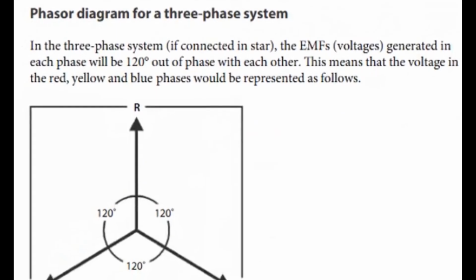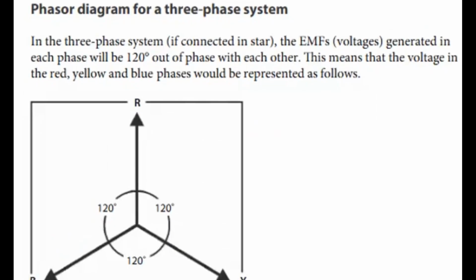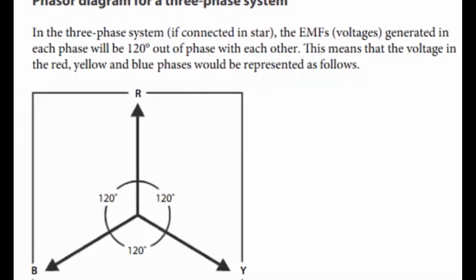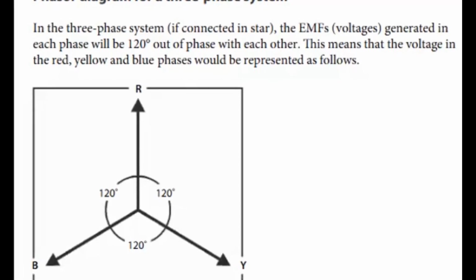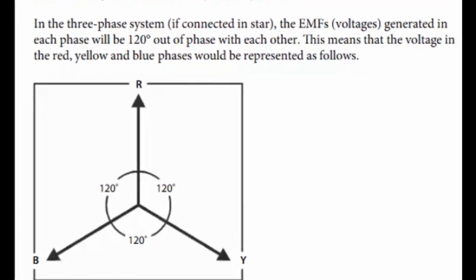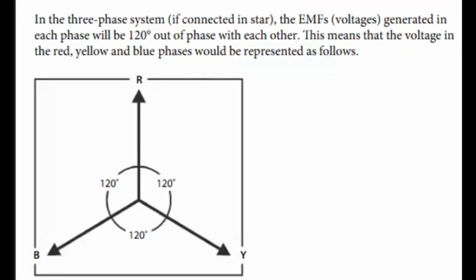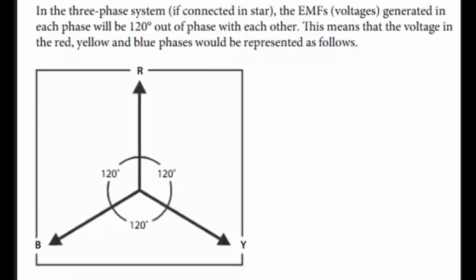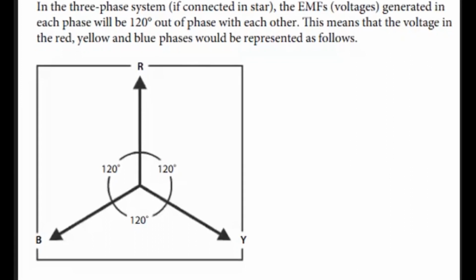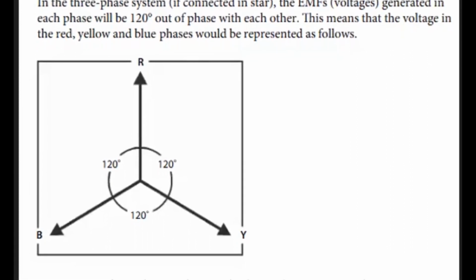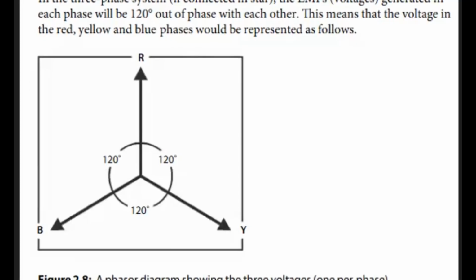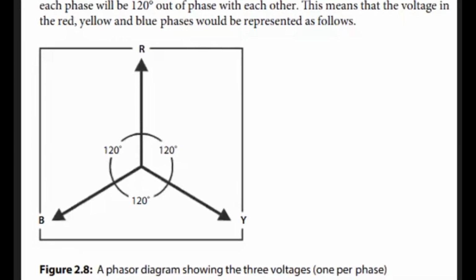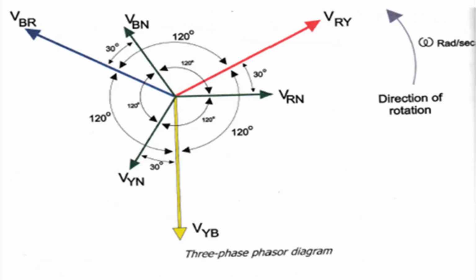Right, so notice this phasor diagram of a three-phase system. Here we are showing how it is connected in star connection. The EMF voltages generated in each phase will be 120 degrees out of phase with each other. This means that the voltage in red, yellow, and blue phases would be represented as follows. So this is 120 degrees apart in a three-phase star-connected system.